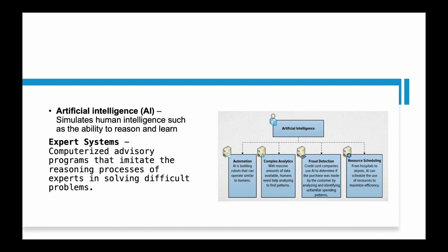There is also automation: AI is building robots that can operate similar to humans. And complex analytics: with the massive amounts of data available, humans need help analyzing to find patterns. It's hard for humans alone to analyze data, and this is where AI comes in handy. There is also fraud detection. Credit card companies use AI to determine if the purchase was made by the customer or not, by analyzing and identifying unfamiliar spending patterns. And we also have resource scheduling. From hospitals to airports, AI can schedule the use of resources to maximize efficiency.